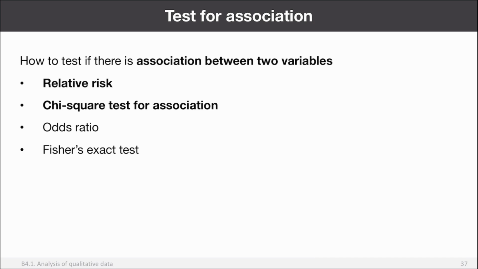But of course, we need to also quantify this association. Can we say it's a strong association or not strong? Is it significant or not significant, and so on? It means that we need to run a test. There are several tests you can use to define how strong the association is. I'll show you 2 of those, the relative risk and the chi-square test for association, and we will start with relative risk in the next video.